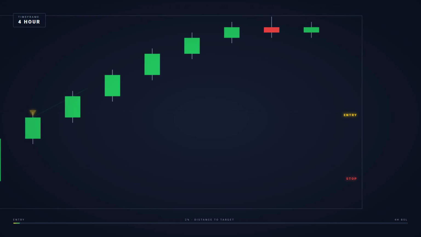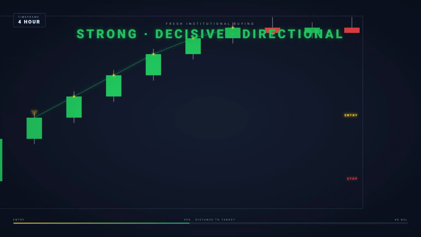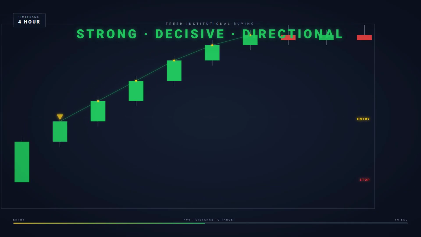The first leg higher off the order block and FVG zone is sharp. The kind of clean, fast move that happens when institutional buying is fresh and committed. Candles close near their highs. The ranges are wide. The move has the opposite texture of the pullback that preceded it. Instead of narrow, compressed, hesitant candles, these are wide, decisive, directional.